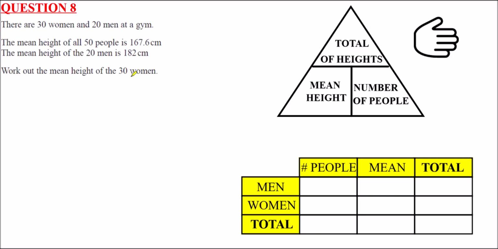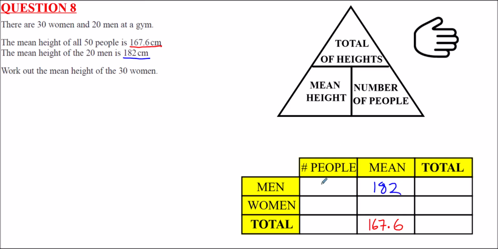So here, first of all, what we could add in is the mean height of all 50 people is 167.6. So the overall mean for all of them is 167.6. It then says the mean height of just the 20 men is 182. So just for the men, the mean is 182.